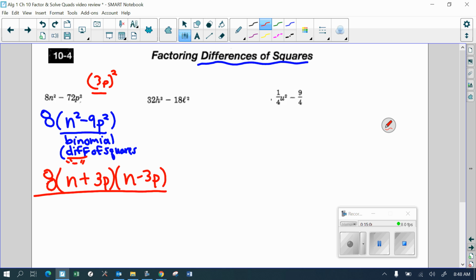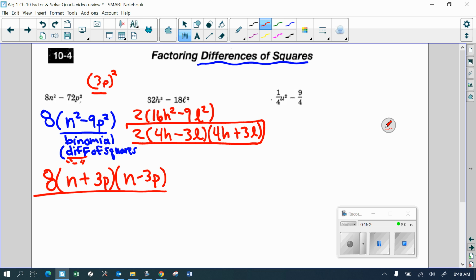All right, factor out the GCF here, 2. I'm left with 16h squared minus 9l squared. Factor what's left. Is that a difference of squares? Yes, it is. So I take the square root, 4h, one's a minus 3l, and one's a plus 3l. And there's my answer. Here, are both these perfect squares right away? Yes, they are.